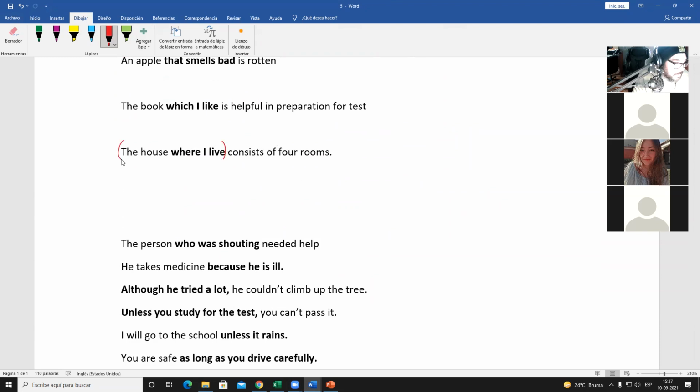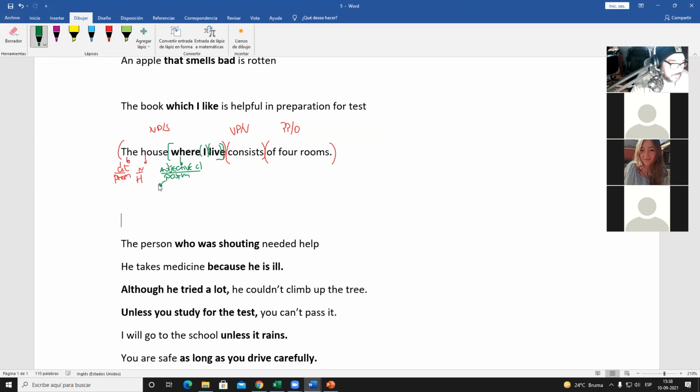Therefore, here I have a noun phrase subject. Consists is my verb phrase verb. Of what? Four rooms. This is a prepositional phrase complement. The house. And here I have, do you know what? I'm going to change the colors for this clause. I live. Therefore, this is an adjective clause. Question, do I need it or not? The house consists of four rooms. The house where I live, I think it is a post modifier.